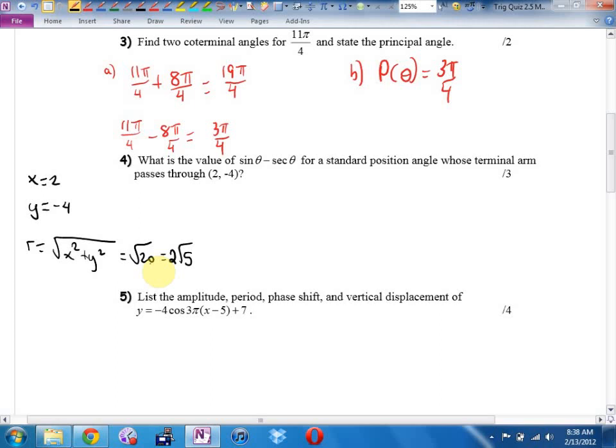Now what? Well, they want me to go sine theta minus secant theta. Sine is y over r, negative 4 all over 2 root 5, minus secant. Secant goes with cosine. Cosine is x over r, secant is r over x. 2 root 5 over 2.